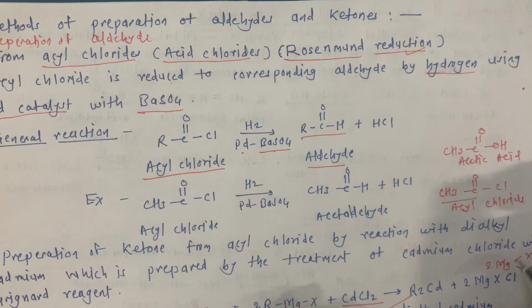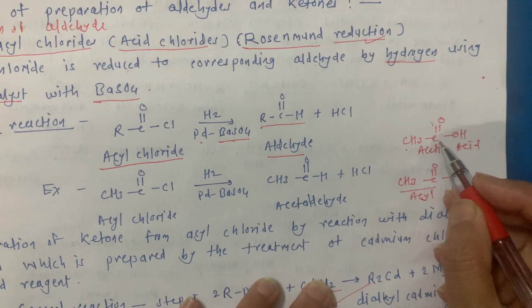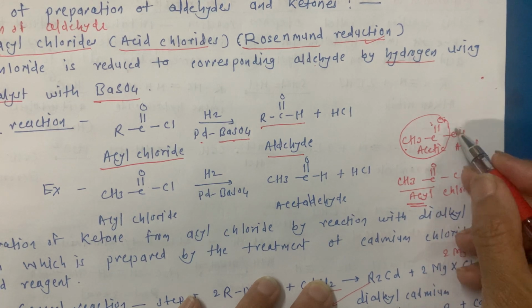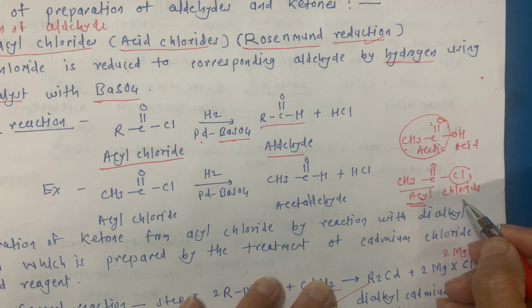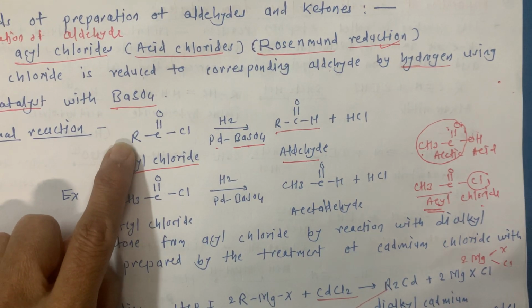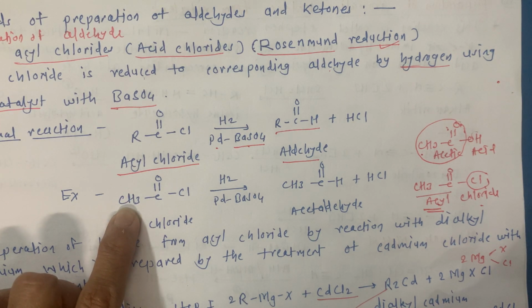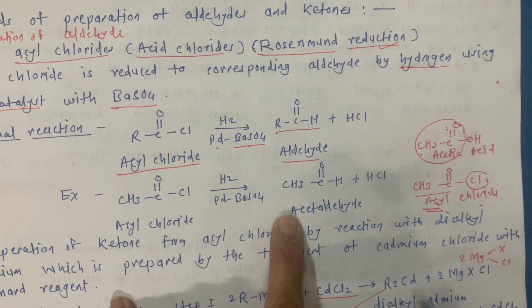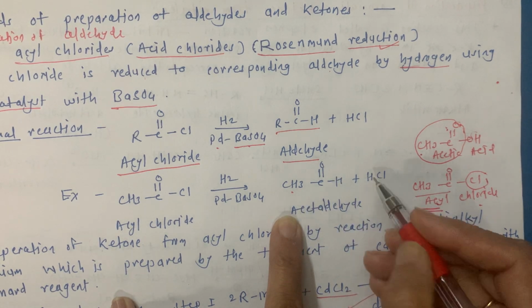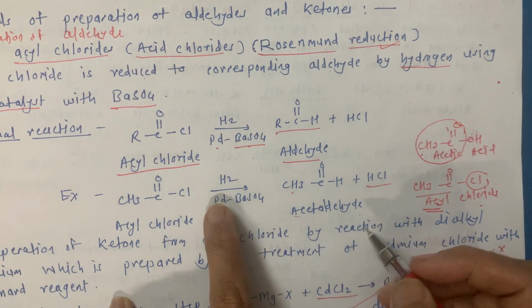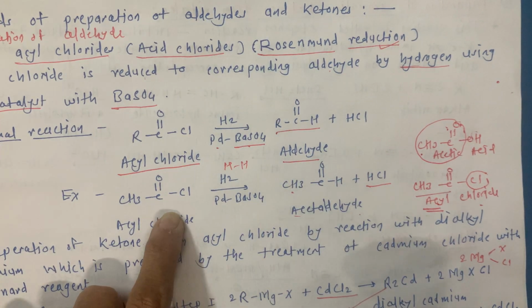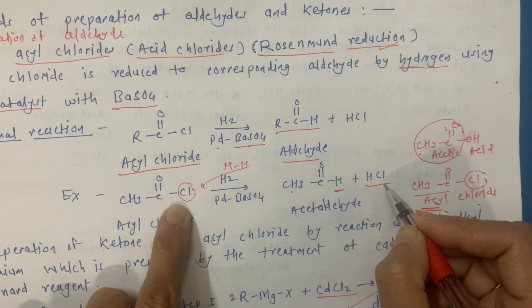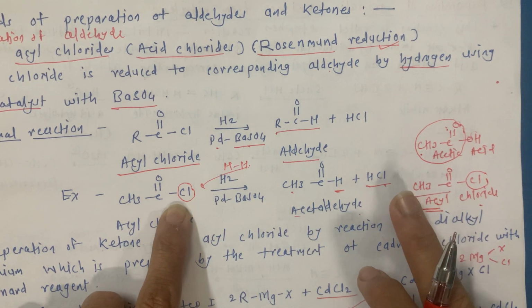Now why do we call it acyl chloride? We know acetic acid, CH3 C double bond O OH. This group is known as the acyl group. Instead of OH, when chlorine is attached, it is known as acyl chloride. So this is the general reaction when we use R. When we use a specific methyl group, this is our example. Here we use CH3 C double bond O Cl, and we get CH3 C double bond O H, with byproduct HCl. That is acetaldehyde. The chlorine is replaced by H, and the other H reacts with the chlorine to give HCl. This is the byproduct. This is a very easy reaction to understand and remember.